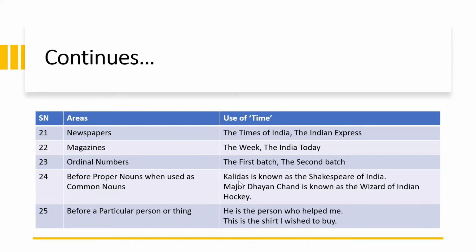Here, Kalidas is a proper noun and we are using it as a common noun. Kalidas is known as the Shakespeare of India. Major Dhyan Chand is known as the Wizard of Indian hockey. And the is used before a particular person or thing. For example, he is the person who helped me. This is the shirt I wish to buy. So look at the use of the here.